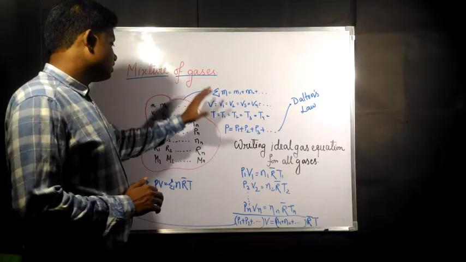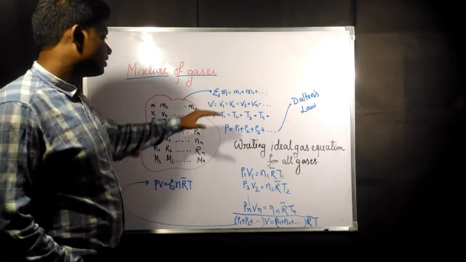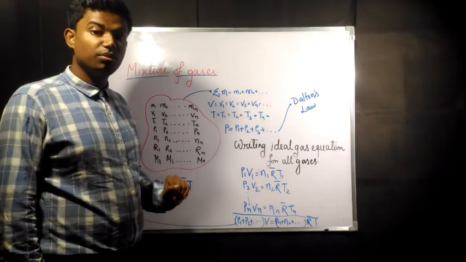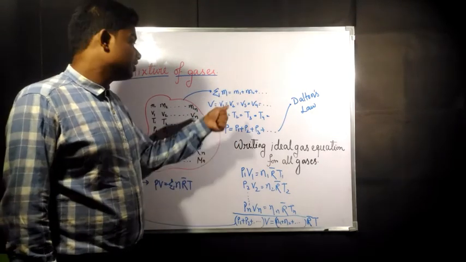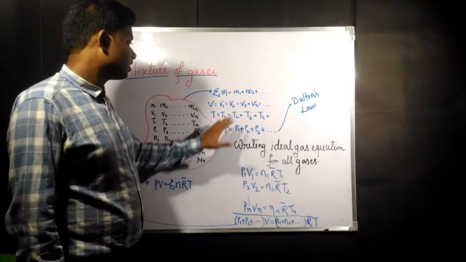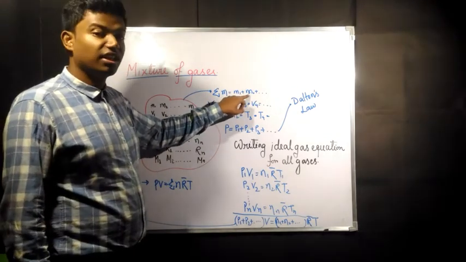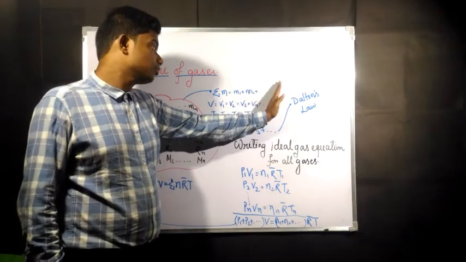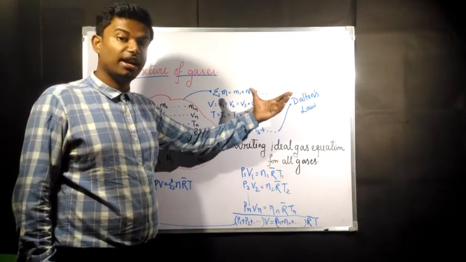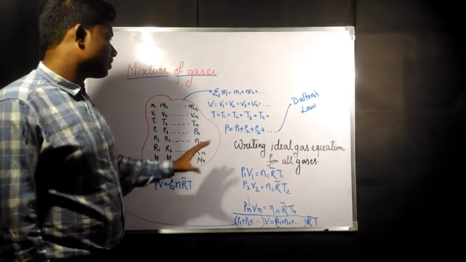Now, from this mixture, the total mass of the system is going to be the sum of the masses of the individual gases. That means the total mass is the mass of the first gas plus the mass of the second gas, and so on up to n number of gases. We add up all the masses to get the total mass.